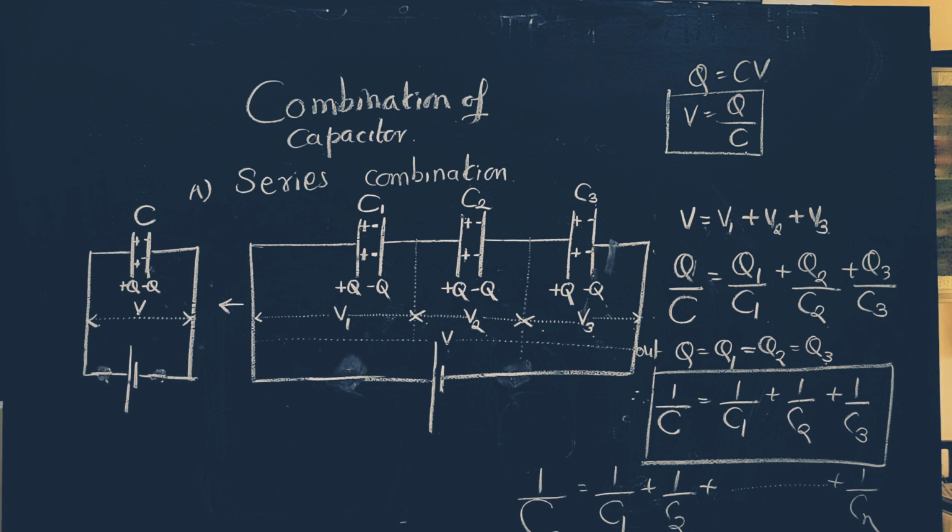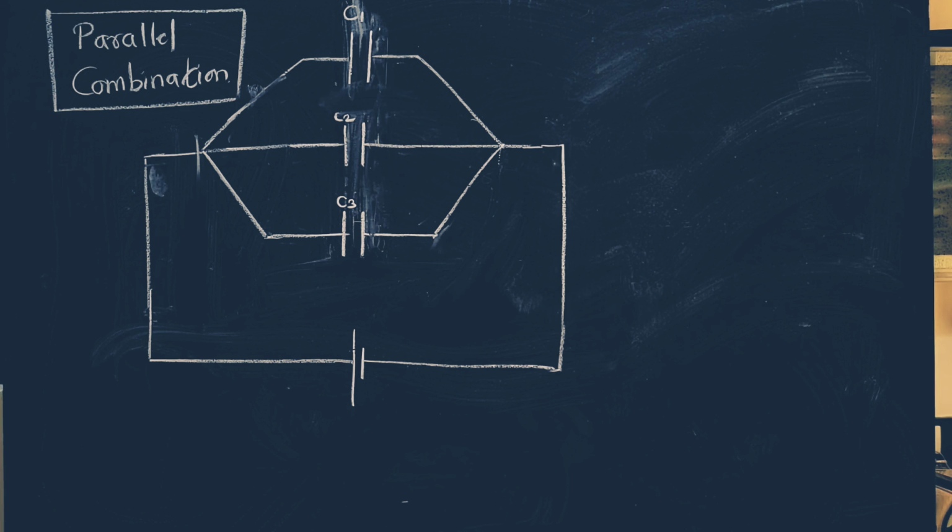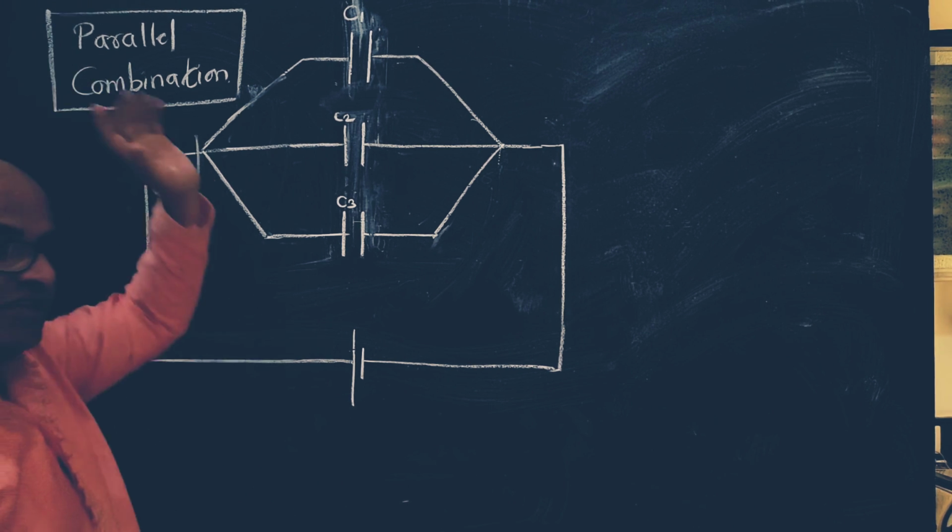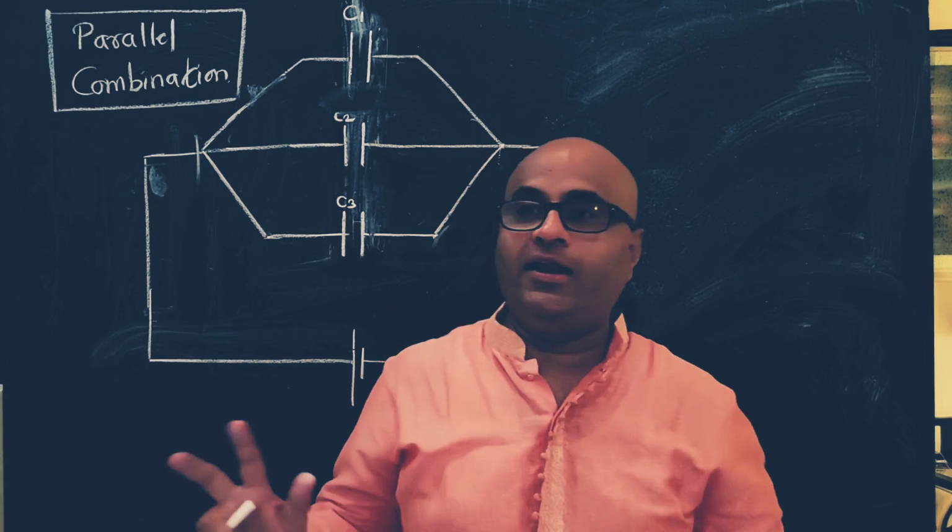What is equivalent capacitance? A single capacitor whose effect is the same as the combined effect of the other capacitors. Okay, now you can pause the video, take a screenshot of this and write it in your notebook. Let's start with the next part, that is when the capacitors are connected in parallel.